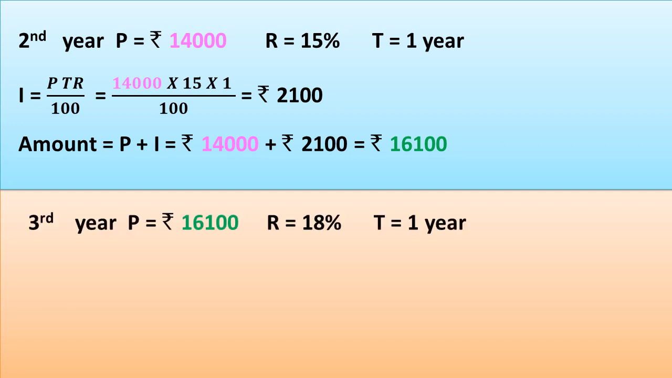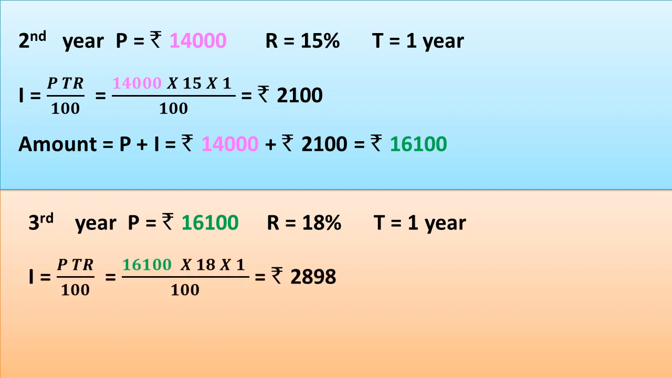Consider this amount as the principal for third year and find out what is the compound interest. So compound interest for the third year is 2,898. They did not ask us what is the total compound interest to be paid at the end of the third year. Now only the compound interest for third year.